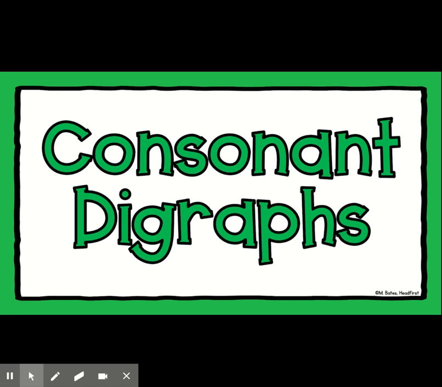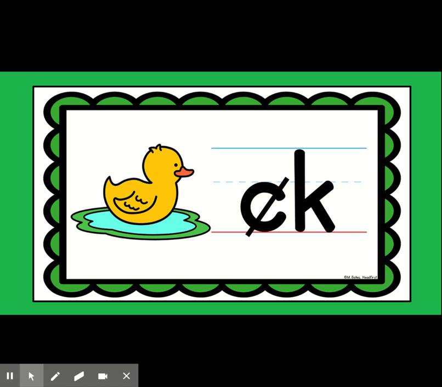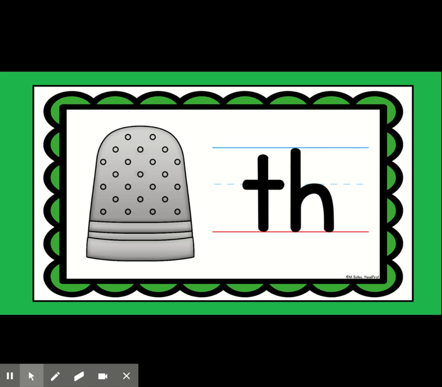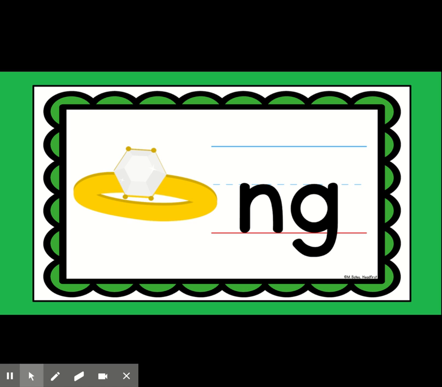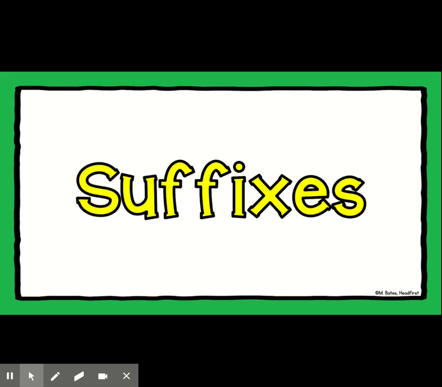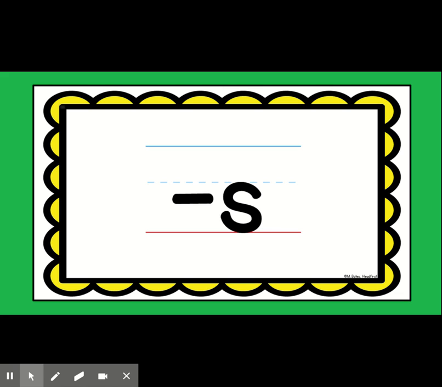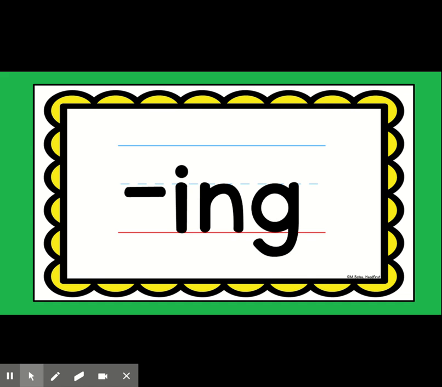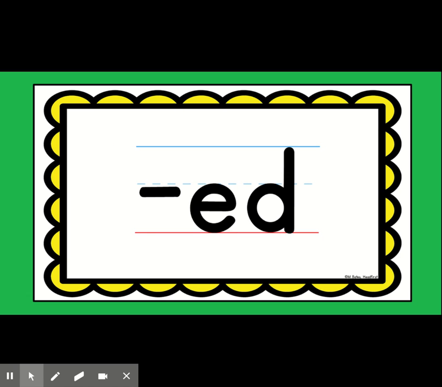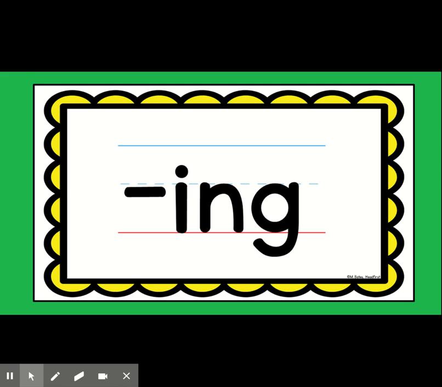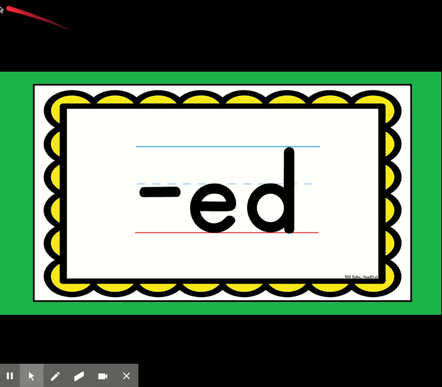Consonant digraphs are two letters that come together and make a consonant sound. Duck, k. Thimble, th. Feather, th. Ring, ng. Our suffixes, we have suffix s that says s, z, and it means more than one or plural. We have suffix ing, which says ing, and it means happening now. Suffix ed can say three different sounds. It can say t, d, or ed, and it means already happened. Friends, where do suffixes go in words? They go at the end. That's why this line is here, right here. That shows that there's a word in front of it.